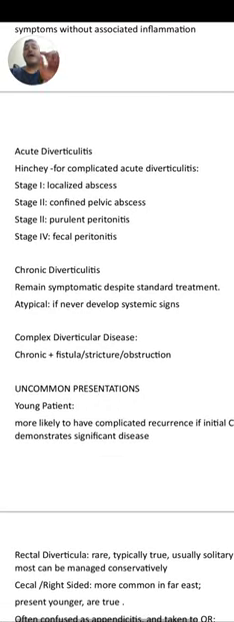If we say acute diverticulitis, please remember the Hinchey classification. These are the acute presentations of diverticulitis, including the localized abscess, the abscess that extends to the pelvis, stage 2, purulent and fecal peritonitis. These are complicated acute diverticulitis.